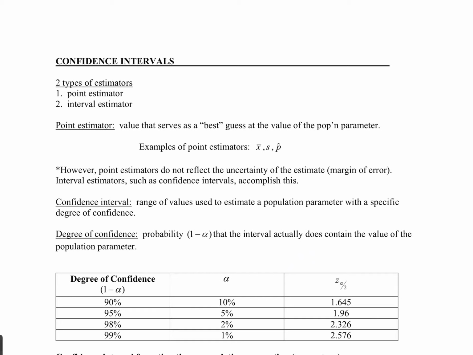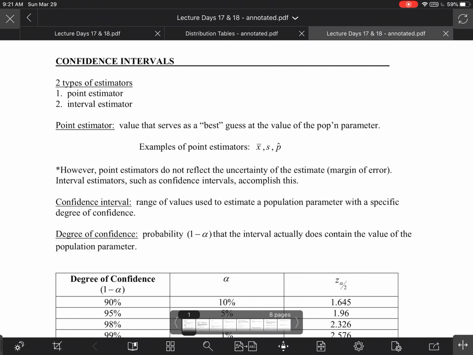So in this section of notes, we're talking about confidence intervals. There are two kinds of estimators that we've talked about so far. One is a point estimator, and those are the things that look like this.